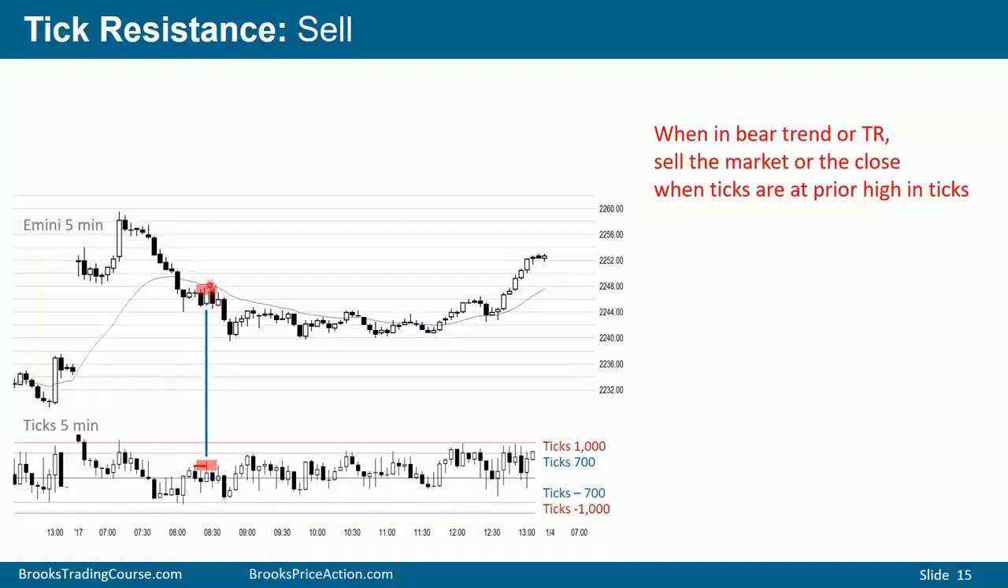Ticks going above the prior high in ticks, traders sell at the market, looking for a scalp down. This high in ticks is above that high in ticks, and traders will therefore look to sell at the market when this bar goes above the high of that tick bar, looking for at least a 1-point scalp.